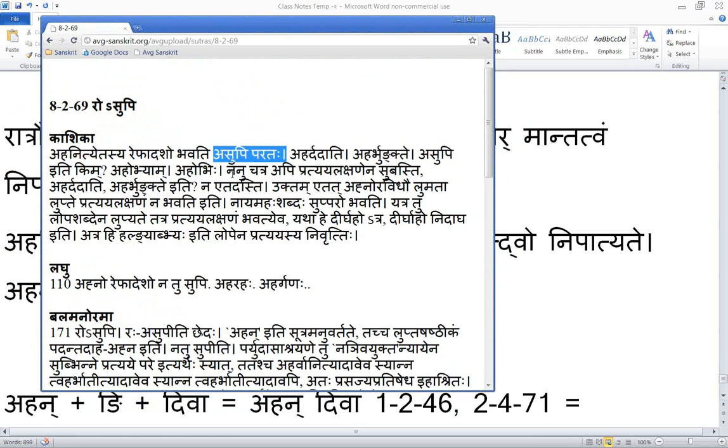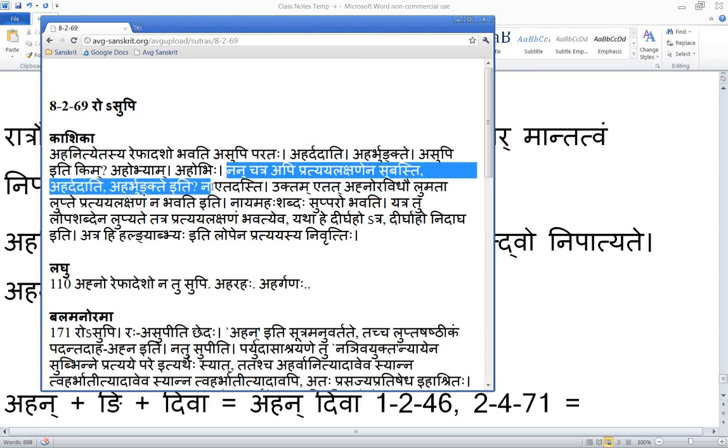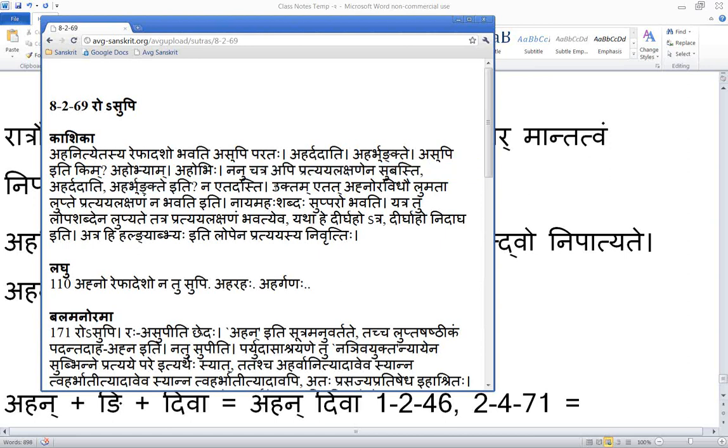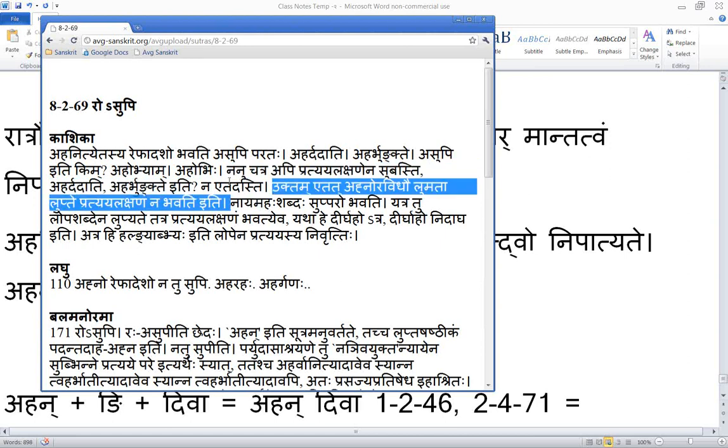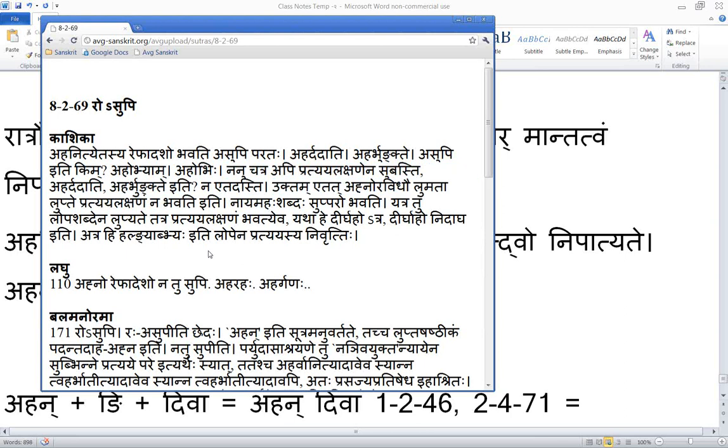Kashika says, Nanu cha atrapi pratyaya lakshanena subbasti ahar dadatir bhungte iti, na etadasti, uktam etad anhor avidhav lumata lukte pratikshanam na bhavati. So what this is saying is that when we do the luk of the su or whatever it might be, normally you have pratyaya lope pratyaya lakshanam. So even though the sup has gone away, the sup is considered to be there.